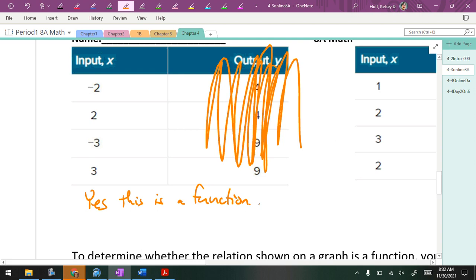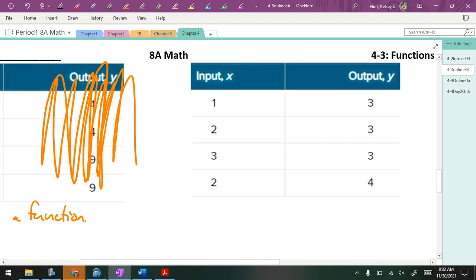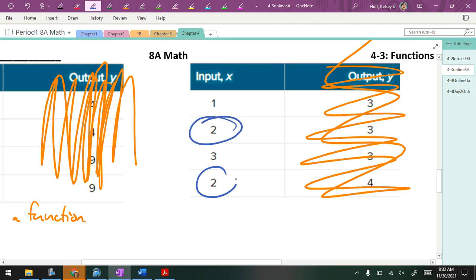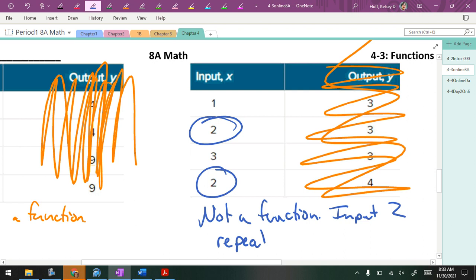Your X values cannot repeat. So go to the table on the right. Do we care about X's or Y's? X. Scribble out the Y's. I could care less about the Y's. Is it a function? No function. Why not a function? What number repeats? 2. Very good. So not a function. Input 2 repeats. You have to write all that.